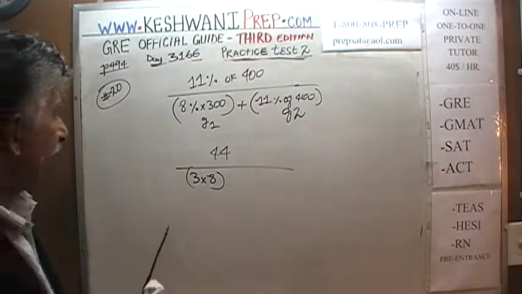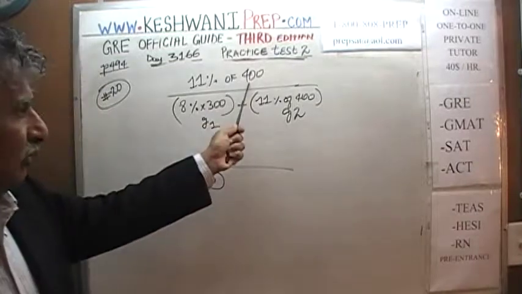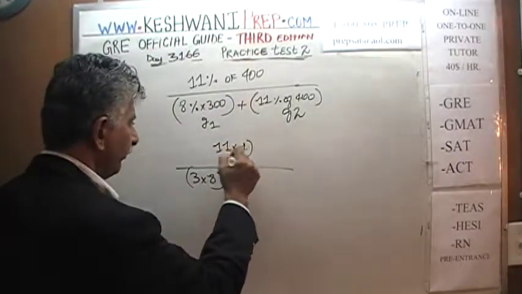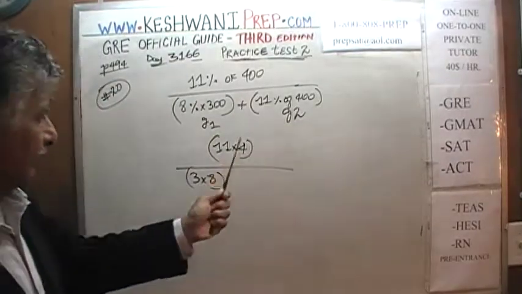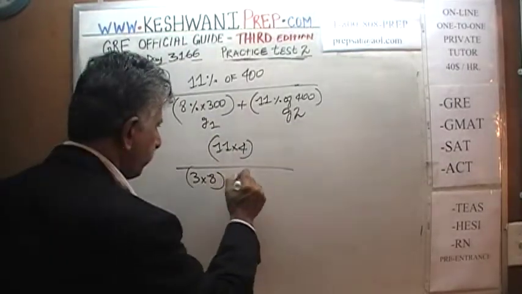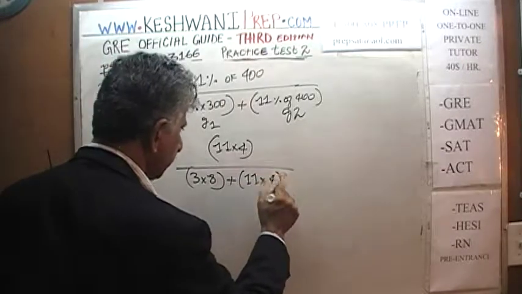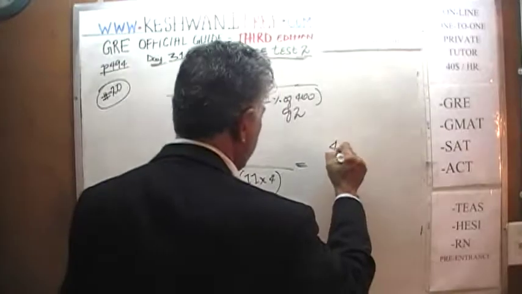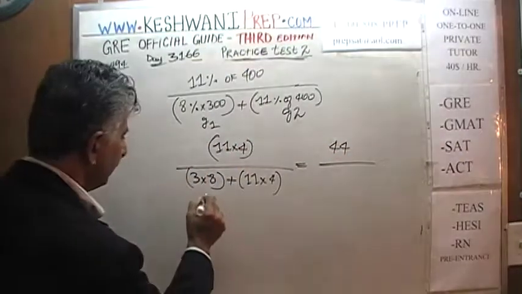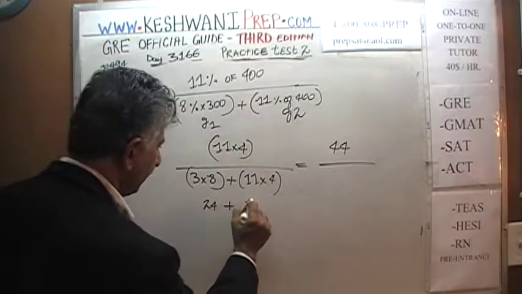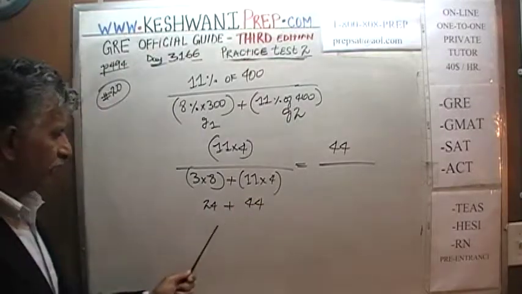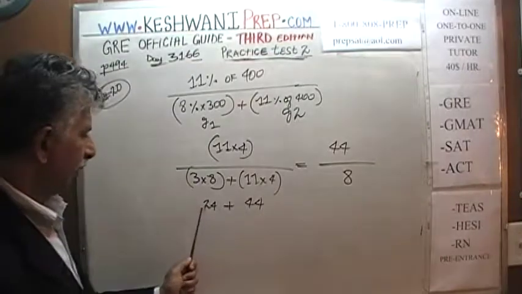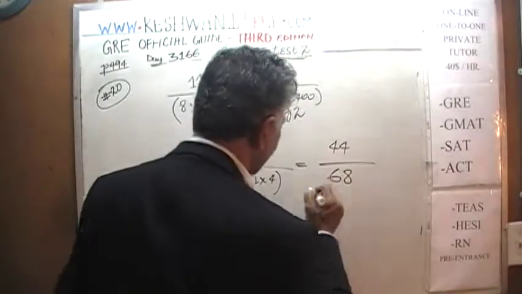And we could have done the same thing on the top if you like. 1% of 400 is 4. So 11% is going to be 11 times 4. Same thing here, 44. So 11 times 4 is 44. And here we get 24. 24 plus 44. 4 plus 4 is 8, and 2 plus 4 is 6. There you go. That's our answer.